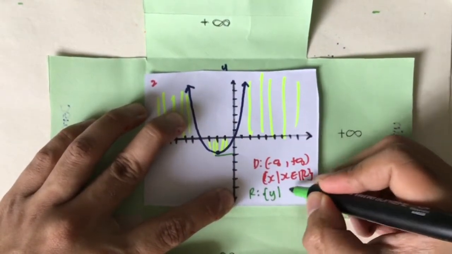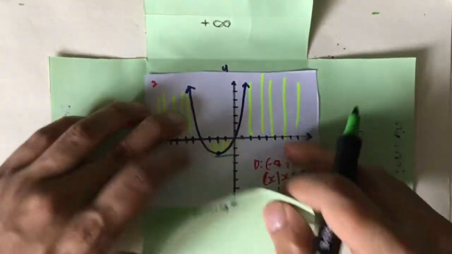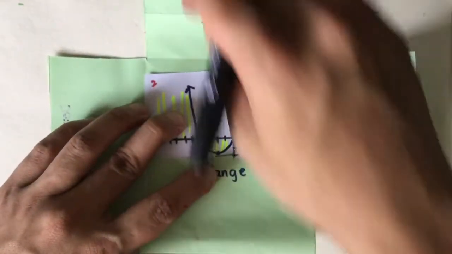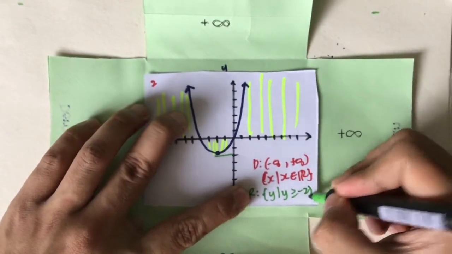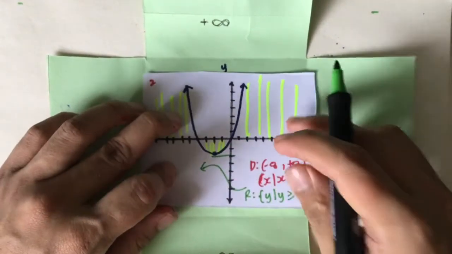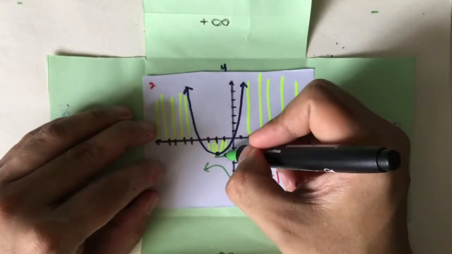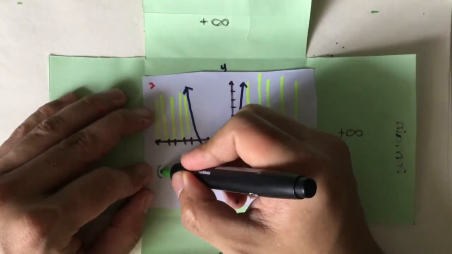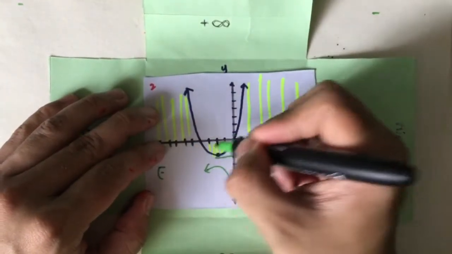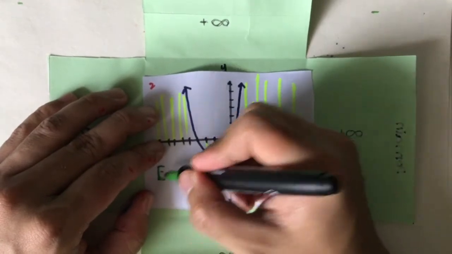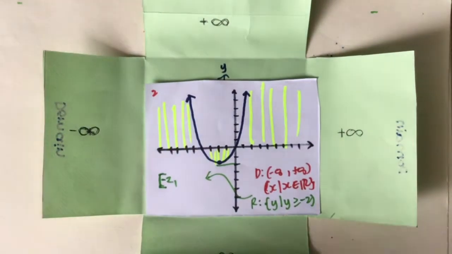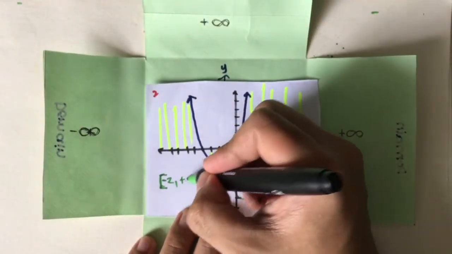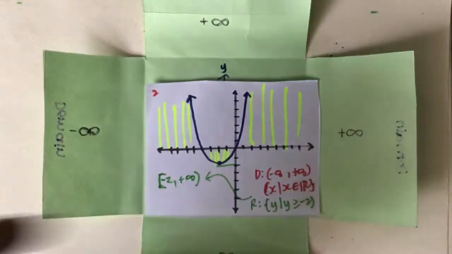So y such that y, since it starts at negative 2 and goes to positive infinity, is greater than or equal to negative 2. And how do you write the interval form of that one? The interval form is that we start with the minimum, which is negative 2. Negative 2 is part of the solution, yes, so you use a bracket. And then since it goes to infinity, that goes to positive infinity.